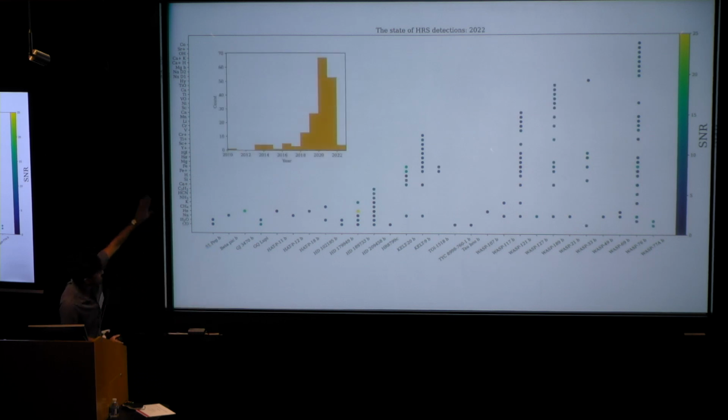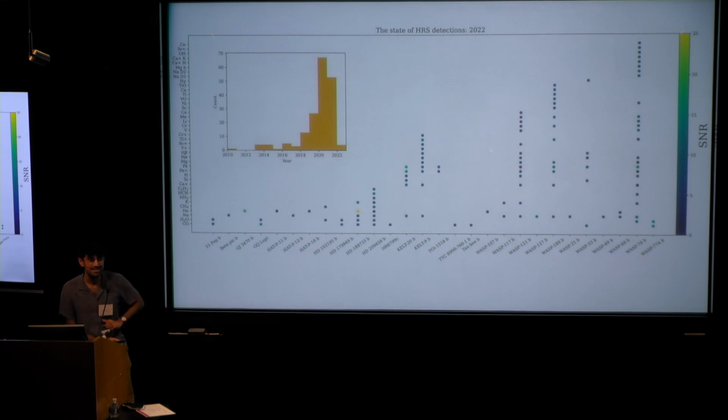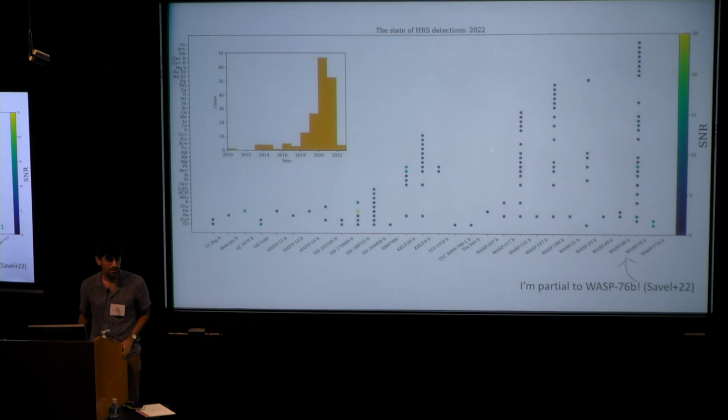So that's the y-axis over here. You got your ions, you got your metals, you got your molecules. And on the x-axis, you have all these different planets that we've found all of these different things in. It's very exciting. And me, of course, I had to jump on the WASP-76b hype train just like everyone else. So if you want me to not shut up about a planet, ask me about that one.